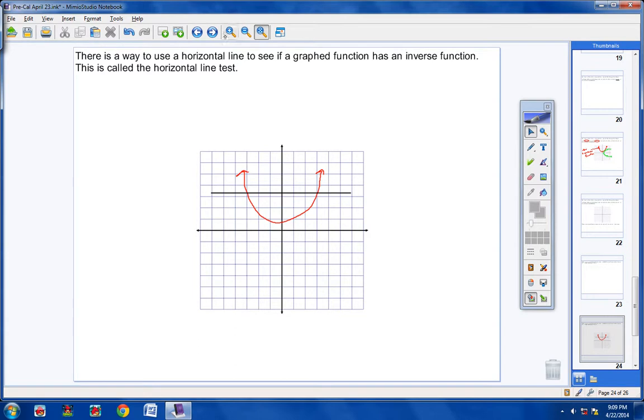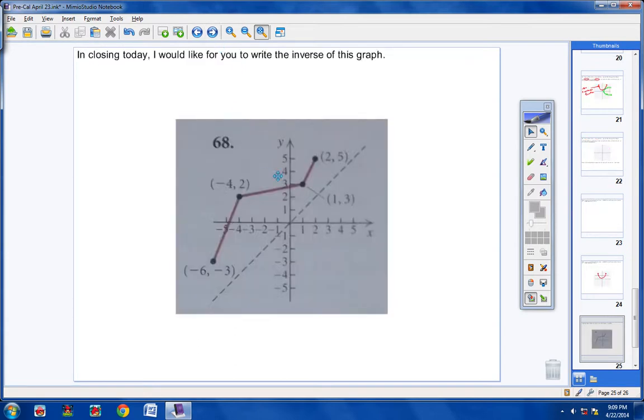Okay? Now, moving on, and we're done. In closing today, I would like for you to write the inverse of this graph. So I want to show you something here. They've given us a red graph, and here it is. I'm going to highlight it in green. Here's the red graph, okay? And they want us to graph the inverse of that.